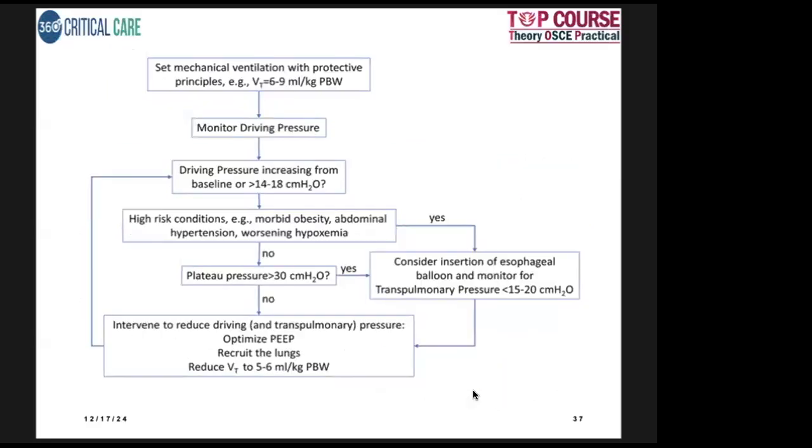and chest compressions. So how do we approach driving pressure and transpulmonary pressure?